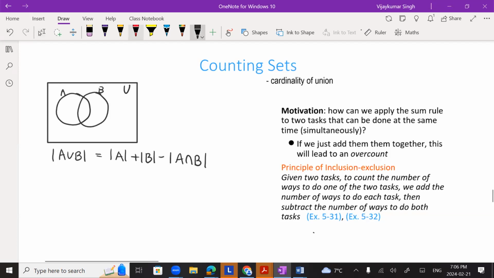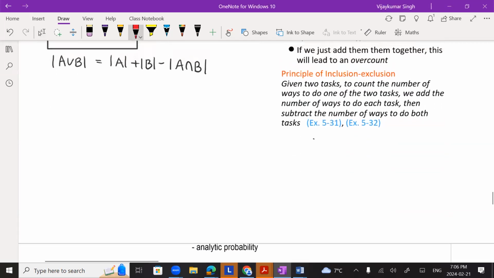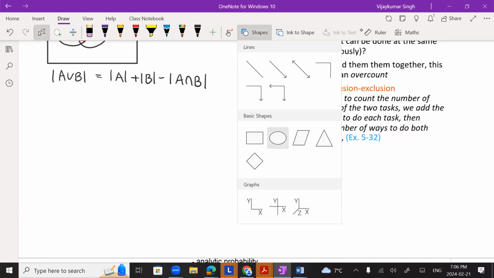Why is that? Because when you do size of A, this set is counted in A. When you count the size of B, this set is again counted in B. So what is common is getting counted twice, so you have to remove it once. This is the so-called principle of inclusion-exclusion. Now we can extend it with three sets. It's actually more interesting, so let's look at this problem from the three set perspective.